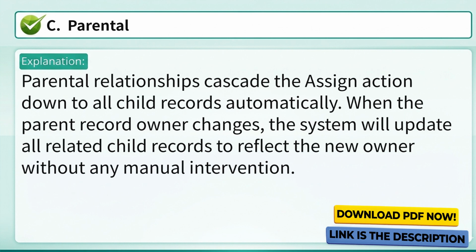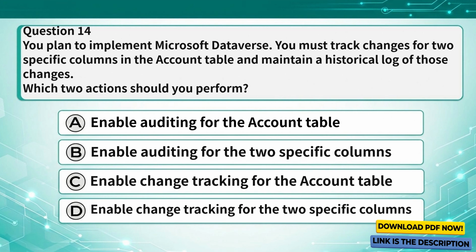Parental explanation. Parental relationships cascade the assign action down to all child records automatically. When the parent record owner changes, the system will update all related child records to reflect the new owner without any manual intervention.